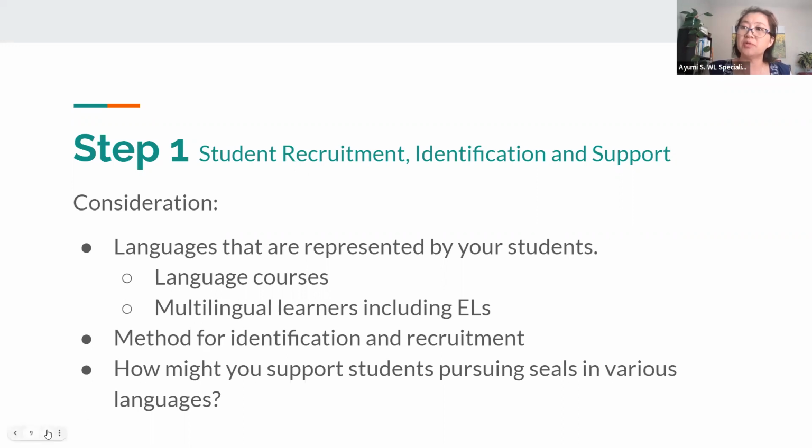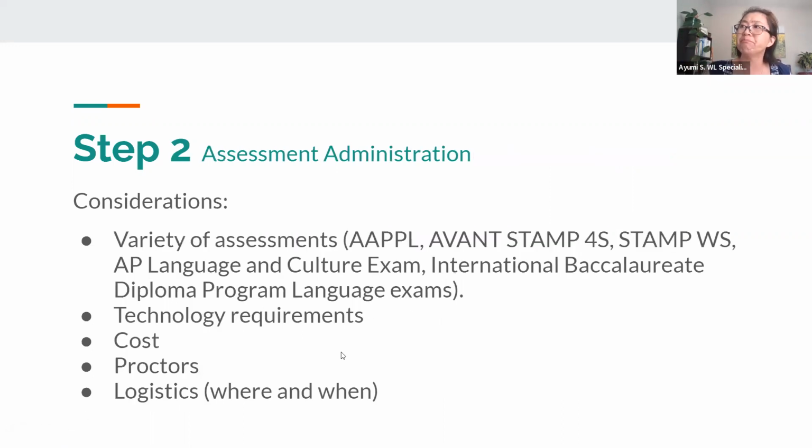So that's the support that I was talking about. Step 2: once you capture who the students are and you deliver assessments, the tricky piece is that in Minnesota, and I'm sure there are other states too, depending on what language, the accepted approved assessment can be different.